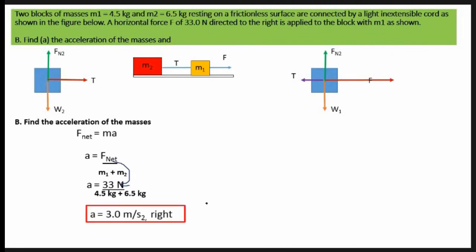Meter per second squared, and that's going to the right, because the net force here, for the entire system, is going in this direction. You may write it like this, 3.0 meter per second squared. Instead of writing right, you may also choose to write positive 3.0 meter per second squared. It's just the same.